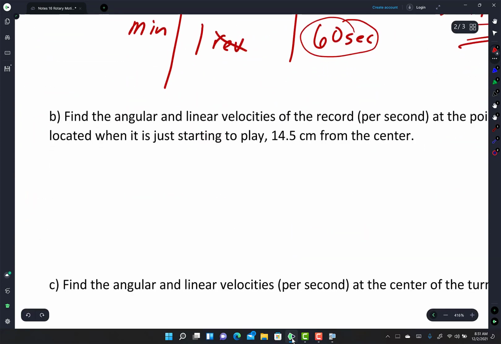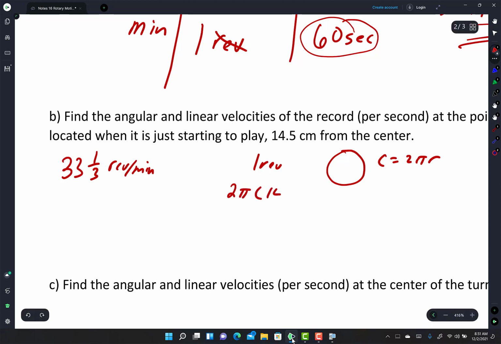Yeah, so check it out. Don't write this down, just listen. Do you agree that this tells me that I'm going 33 1/3 revolutions per minute? And in one revolution, do you agree that I cover the entire circumference? And circumference of a circle is 2 pi r, no? So I'm going to go 2 times pi times 14.5 centimeters, and this is how much distance or ground it covers every time it does one revolution.